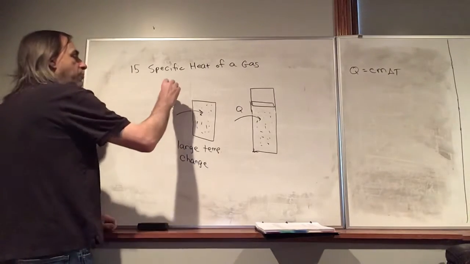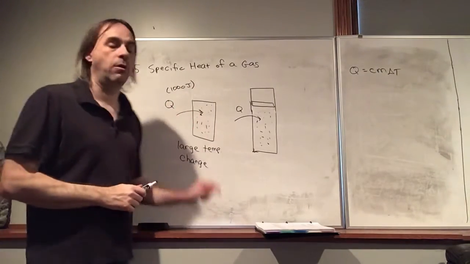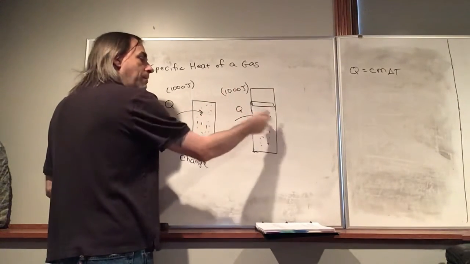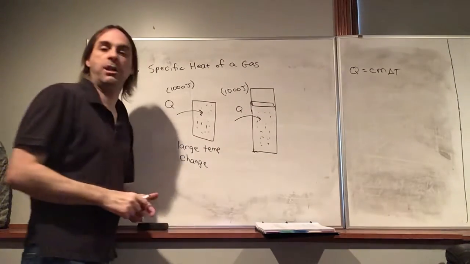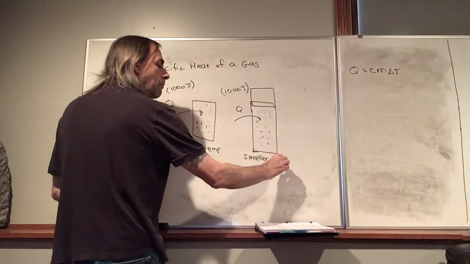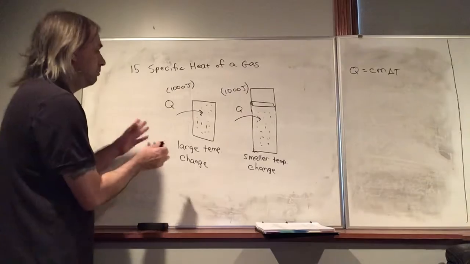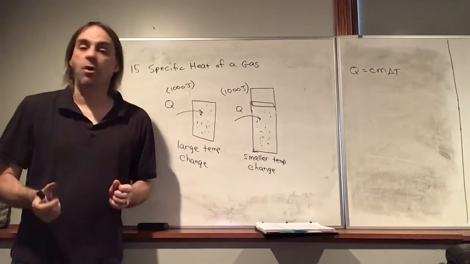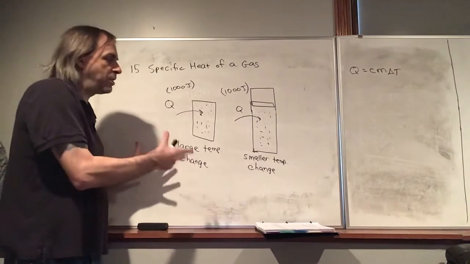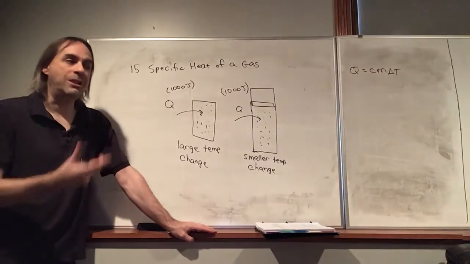So here, let's say we add 1,000 joules to this first gas. All the energy that we put in here is going to increase the temperature of the gas. Here, if we put 1,000 joules in, some of it's going to go into heating the gas, but some of it's going to be converted into work. So we're going to get a smaller temperature change here. We have the same amount of gas in both cases. We're putting the same Q in there, but we're getting different temperature changes because they're doing so under different circumstances. Here we have a constant volume, here we do not. And so the result is going to be different.